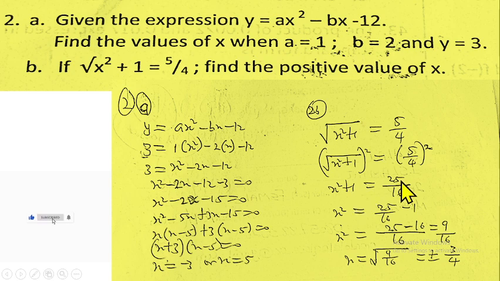That means you have x squared plus 1 equals 5 squared is 25 over 4 squared is 16. Take 1 to this side. That means you have x squared equals 25 over 16 minus 1. If you take the LCM here, you'll be having 25 minus 16 over 16 equals 9 over 16. From there, we are looking for x. You can take the square root of both sides. Then you have x equals square root of 9 over 16, which means plus or minus 3 over 4. But because I say we should find the positive value, that will be 3 over 4. x will be 3 over 4 in this case.